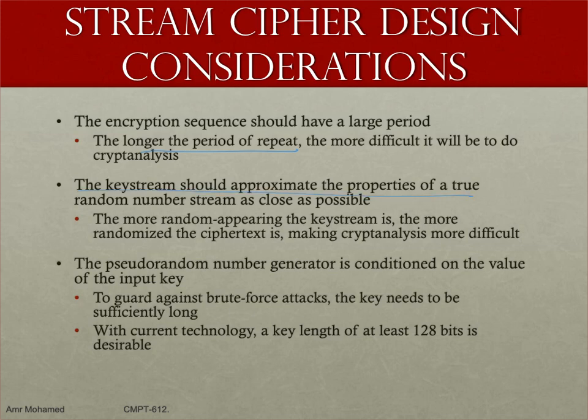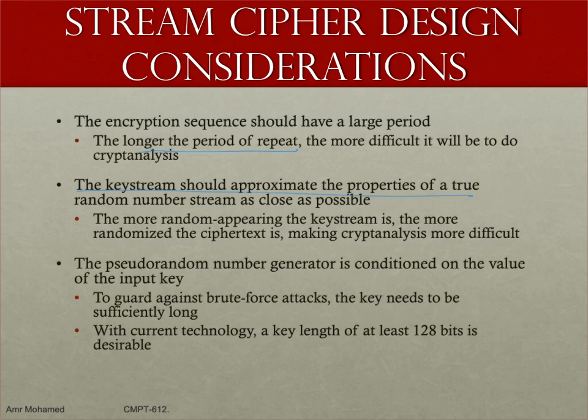This is what we are talking about: the key stream should approximate the properties, and we say approximate because it cannot achieve it 100% regardless of the size. So there is a limit. The more random appearing the key stream is, the more randomized the ciphertext is, and that's why if we need the random sequence to be very, very large, then we need to increase the size of the key or the seed.